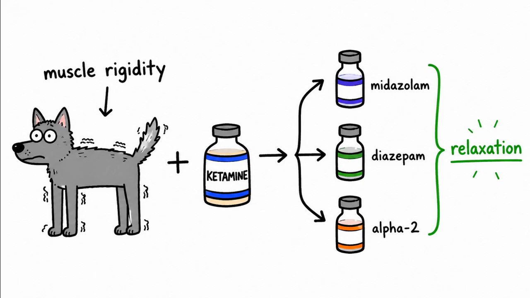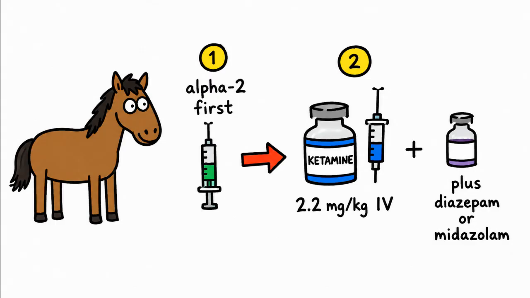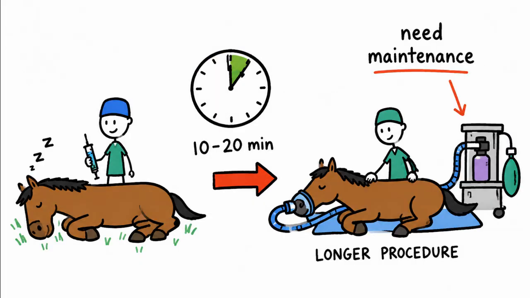or an alpha-2 agonist. In horses, a classic field induction sequence is alpha-2 sedation first, then ketamine around 2.2 mg per kilogram IV with diazepam or midazolam. This typically gives about 10 to 20 minutes of anesthesia, which is why longer procedures need maintenance anesthesia.